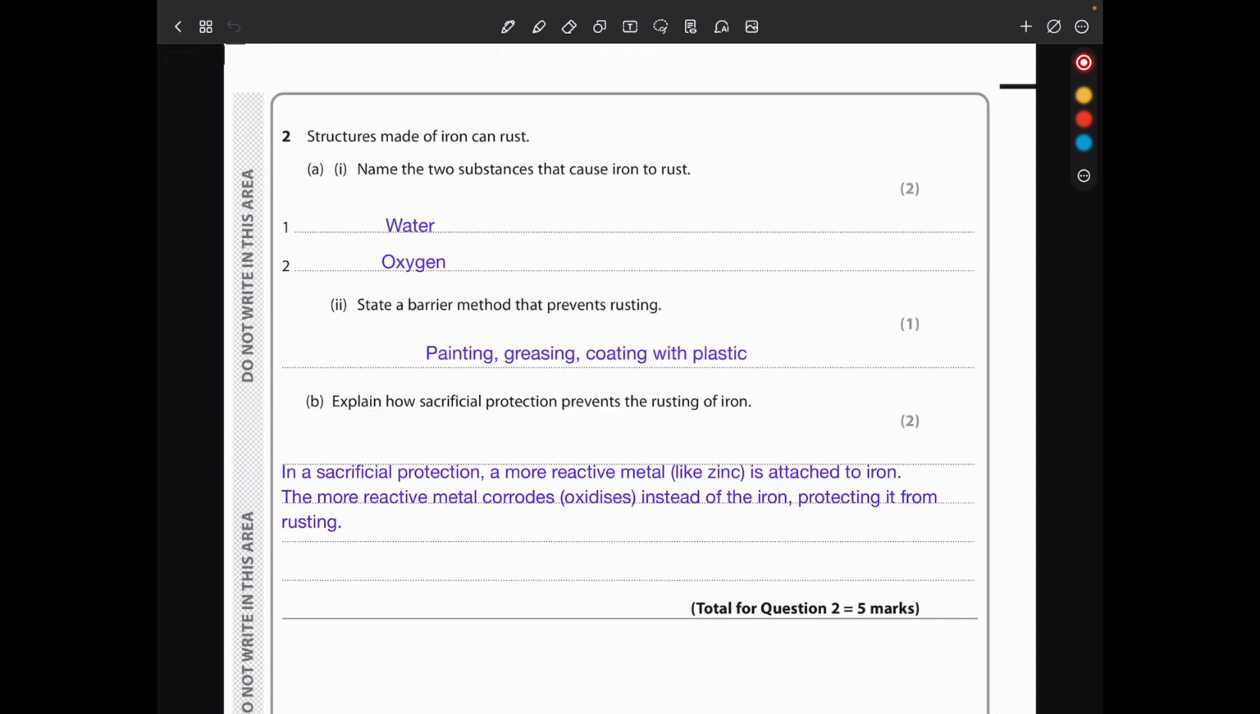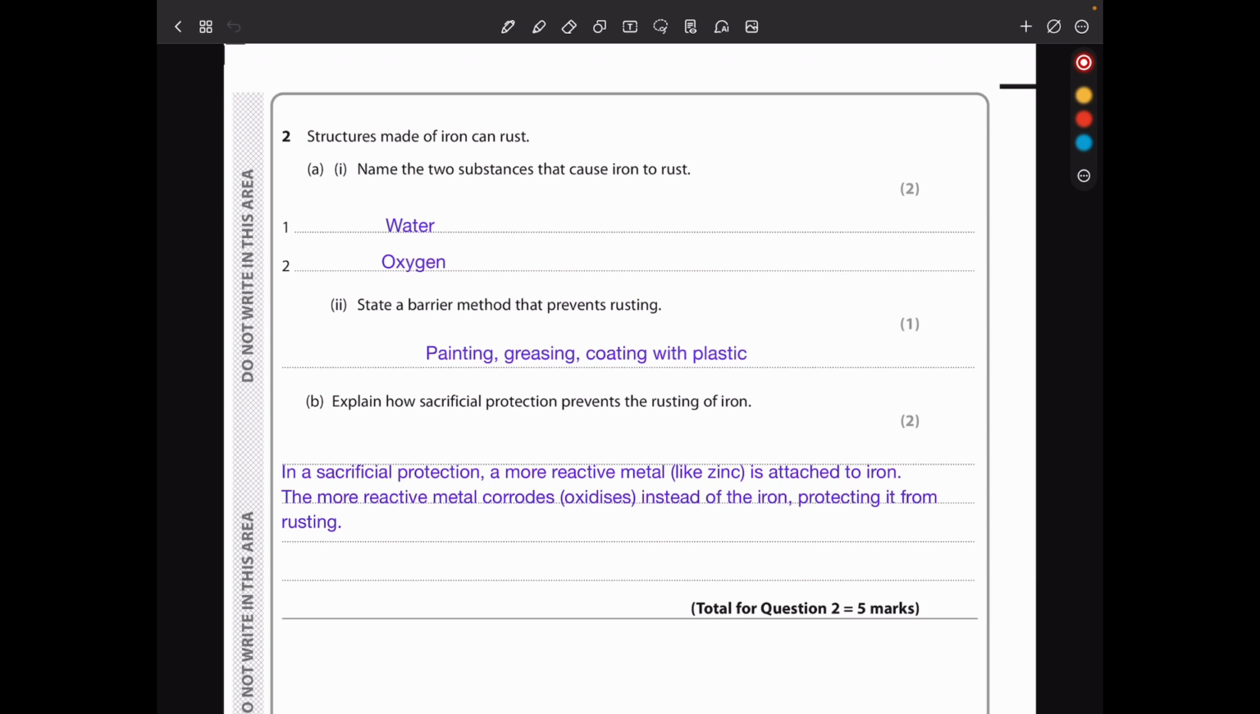In question 2, structures made of iron can rust. Name the 2 substances that cause iron to rust. This is water and oxygen. Then state a barrier method that prevents rusting. This could be painting, greasing, coating with plastic, and so many more.